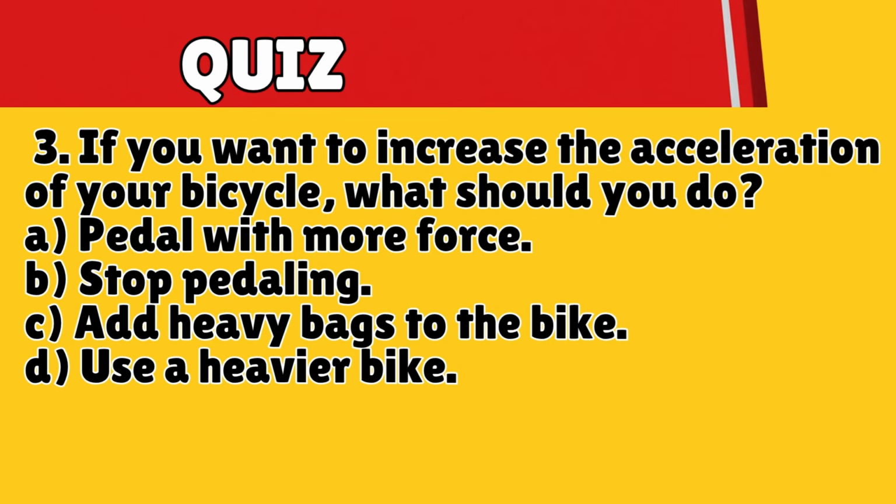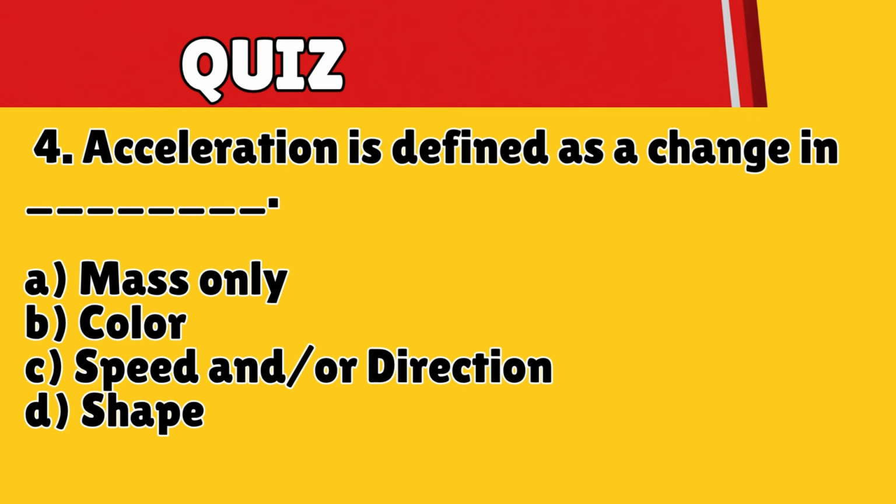Number 3. If you want to increase the acceleration of your bicycle, what should you do? A. Pedal with more force. B. Stop pedaling. C. Add heavy bags to the bike. Or D. Use a heavier bike. Number 4. Acceleration is defined as a change in A. Mass only, B. Color, C. Speed and or direction, or D. Shape.